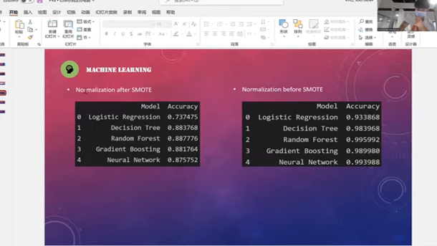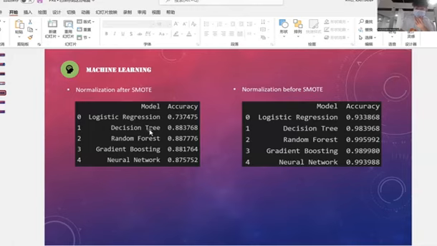For machine learning, the accuracy for the logistic regression is roughly 0.74. The decision tree is 0.88. Random forest gives roughly the same, 0.89. Gradient boosting is 0.88 as well. The neural network stays about the same, at 0.875. So in this case, I highly recommend the manager use advanced models like the random forest or boosting to make predictions and evaluate the credit default risk.